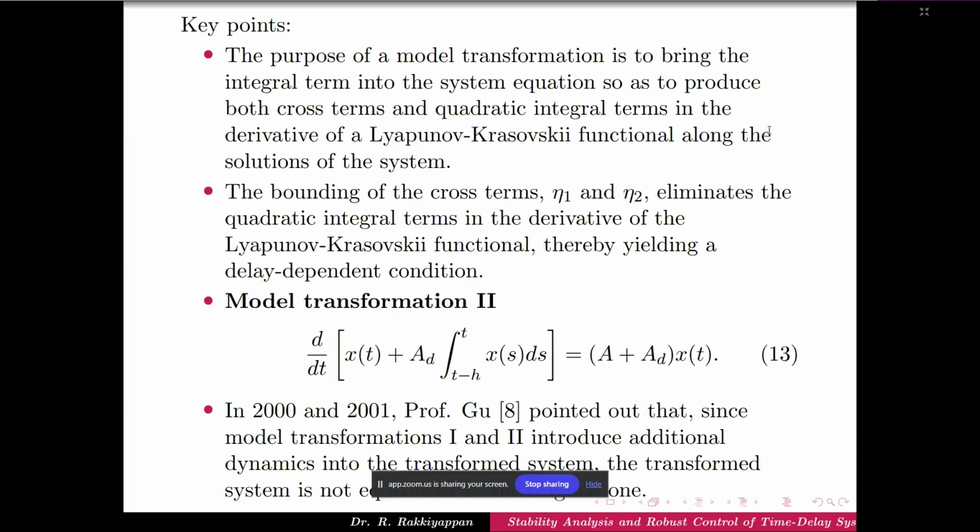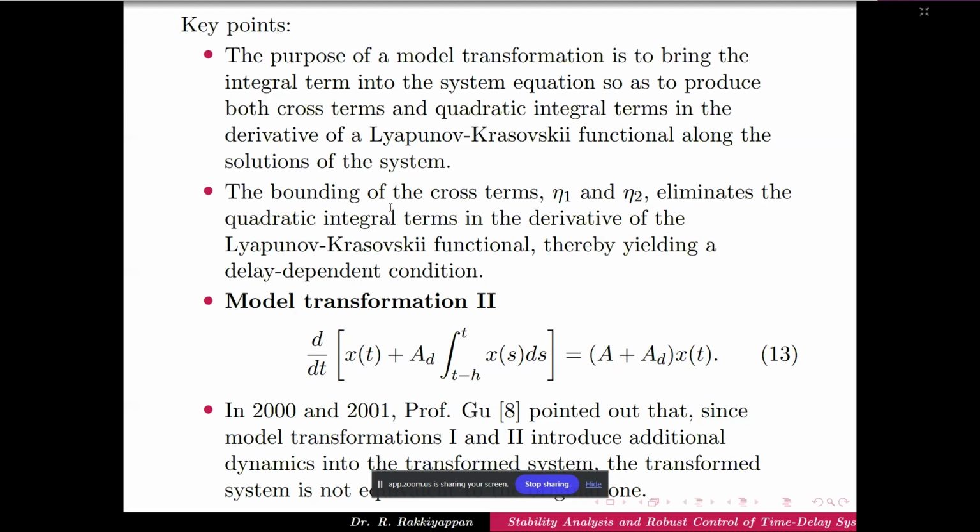So these are the main observations I have noted when we are using model transformation 1. The purpose of a model transformation is to bring the integral terms into the system equation so as to produce both cross terms and quadratic integral terms in the derivative of the Lyapunov-Krasovskii functional along the solution of the system. The bounding of the cross terms eta 1 and eta 2 eliminates the quadratic integral terms in the derivative of the Lyapunov-Krasovskii functional, thereby yielding a delay dependent condition.